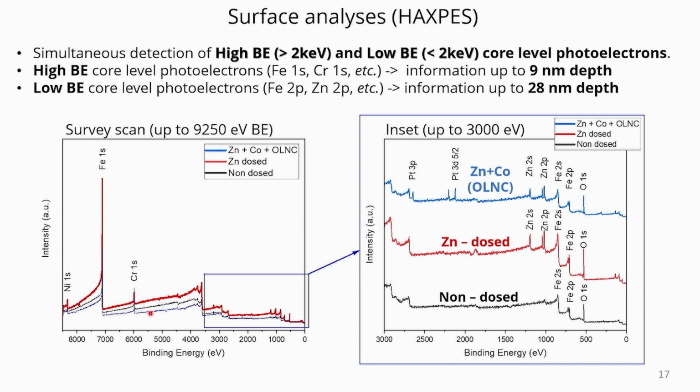So by looking at the survey scan again, you see that we detected nickel 1s, iron 1s, and chromium 1s on the 3 samples, whereas in the inset on the right, up to 3 kiloelectron-volts, you can see the difference in the peaks detected on the 3 surfaces. So as expected, on the zinc dose and zinc plus cobalt dose samples, we detected zinc peaks. And after the AlignableChem treatment in this 3rd sample, we detected also platinum peaks.